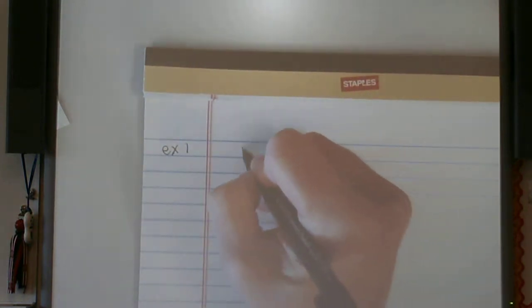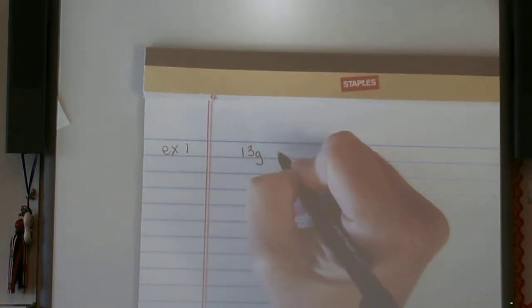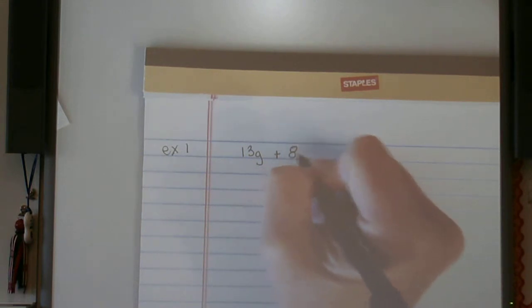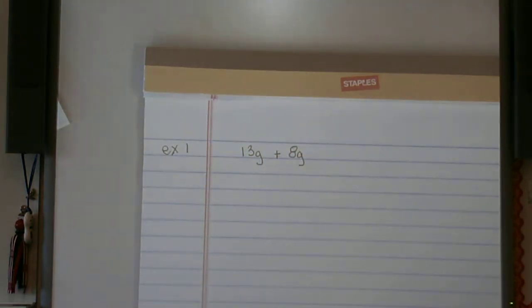We are going to start with some examples of simplifying algebraic expressions before we move on to solving equations. So when we simplify, our first example is going to be 13g plus 8g. So what I have here are two like terms.